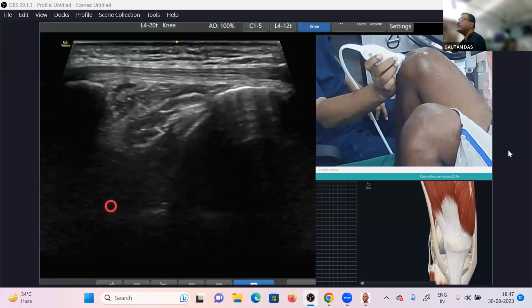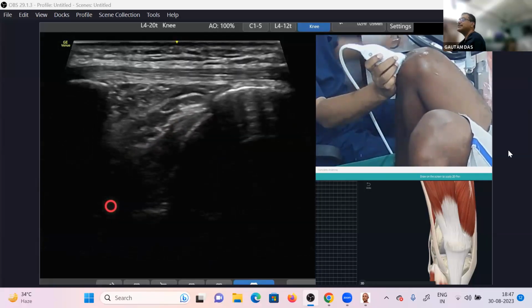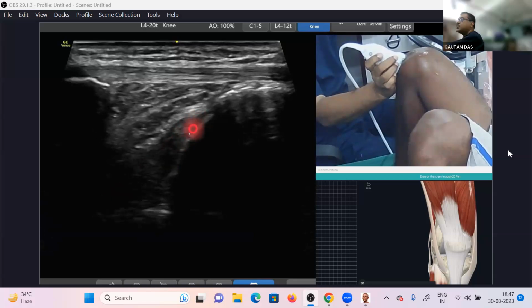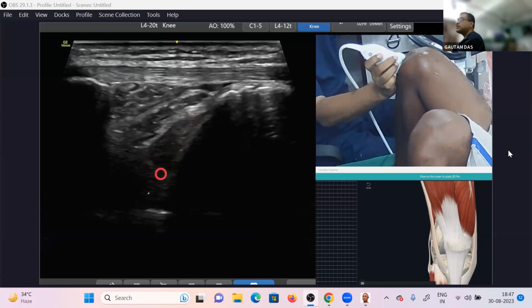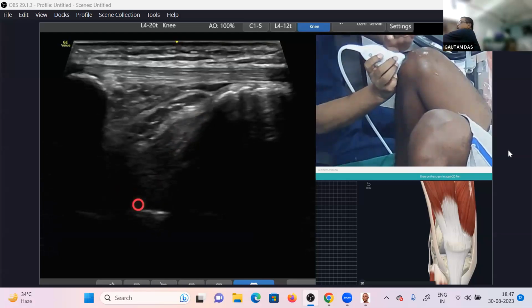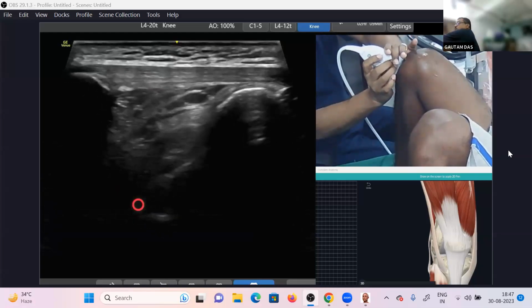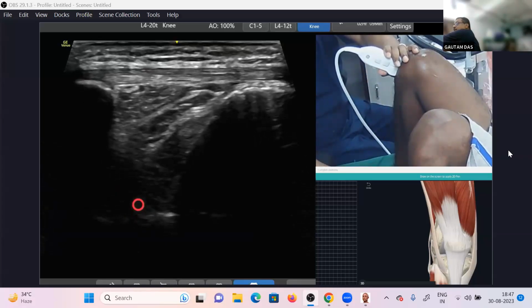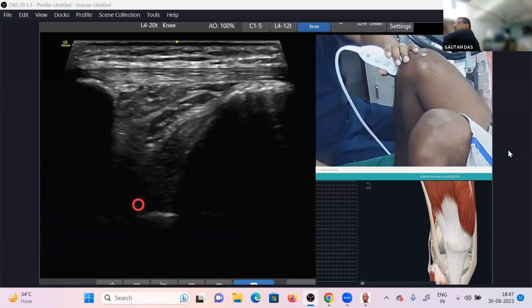Clear? Everybody understood ACL? Say yes or no. Yes, sir. The superficial part of the ACL is looking a little bit hyper. After that, it is looking hypo. And now I show you another very important part. The ACL has two portions: one is your anteromedial, another is your posterolateral. Now the ACL is so nicely seen.